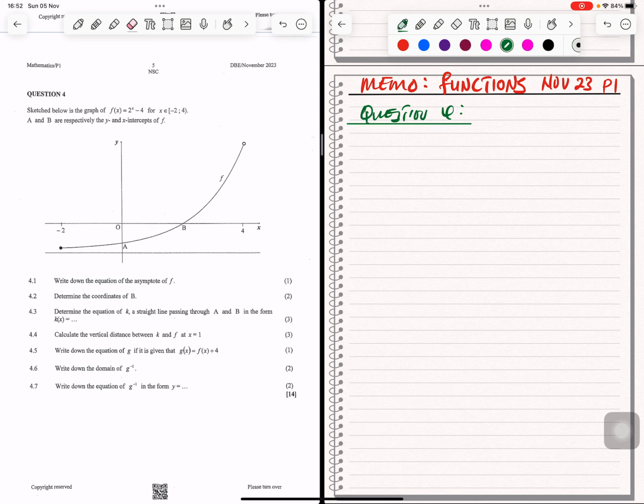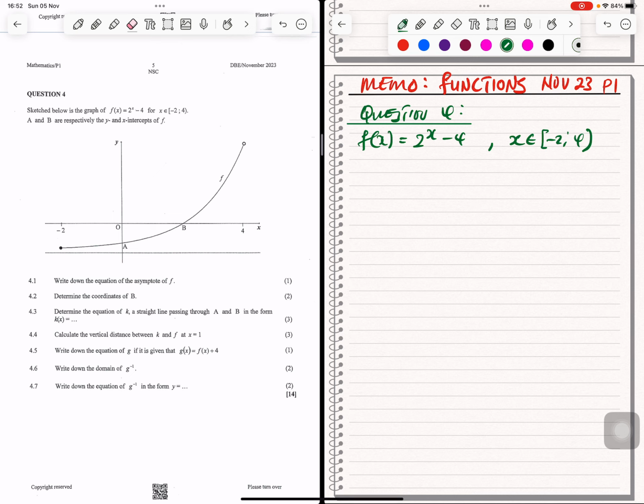And then they say that sketched below is the graph of f of x equaling 2 raised to the power x minus 4, which is valid from negative 2 inclusive up until 4 exclusive. Okay, so I'm just going to pen it down as well. This is what we are given: 2 to the power x, take away 4, where x is defined only from negative 2 inclusive to 4, where 4 is exclusive. Okay, so basically that is your domain.